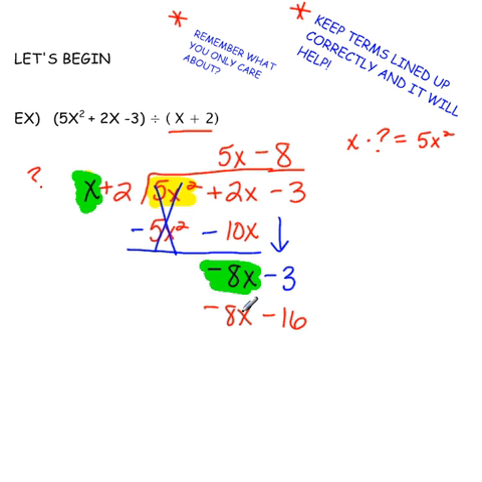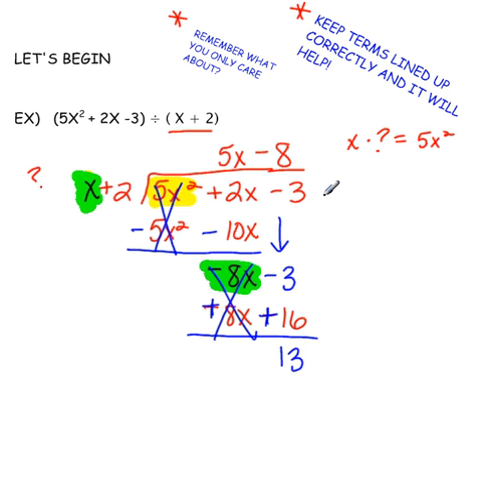All right, here we go. Draw our line, change our signs. This was negative, it now becomes positive. This was negative, now it becomes positive. So draw your line, change your signs, and then combine. Negative 8x plus 8x, bye-bye. Negative 3 plus 16 is 13.